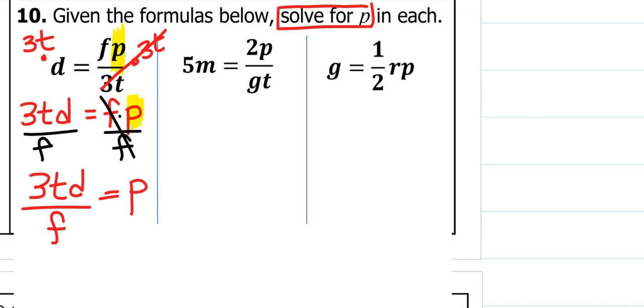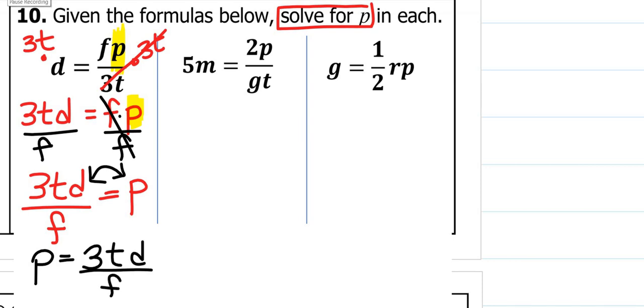Okay, and that's our goal, to get P by itself. We can rewrite this so that we switch both sides of the equation, and now P is on the right. I'm sorry, on the left. So we can rewrite it so it looks like P equals 3TD, and now it's P equals 3TD over F. So you can have both sides switch. So we can write it the way that we're used to, seeing our variable that we want first.